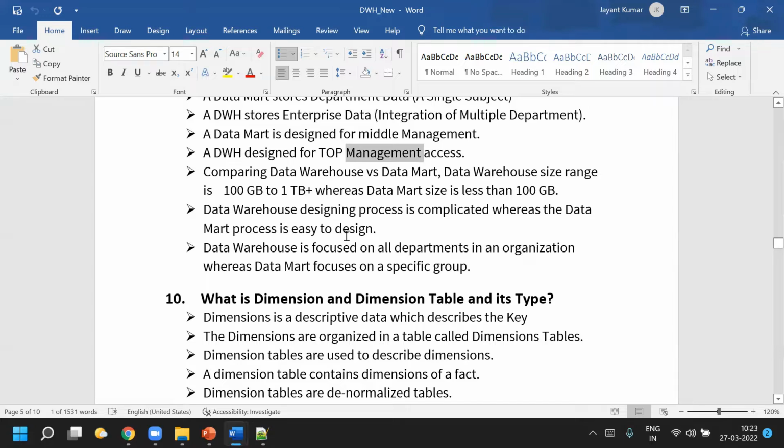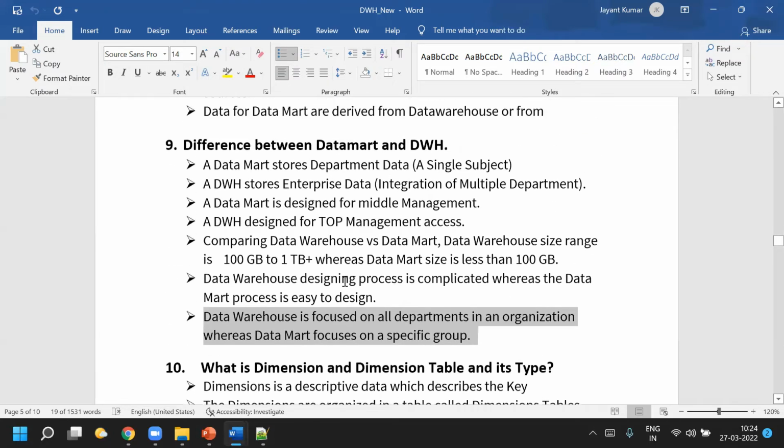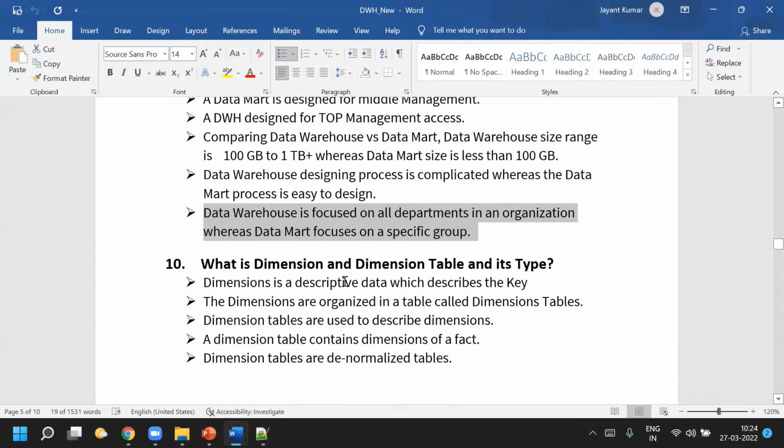Okay, so the data warehouse designing process is complicated, whereas the data mart process is easy to design. Definitely, because in the data warehouse the data will come from different departments, and the data mart will have a single subject. So it will have a simple architecture compared to the data warehouse. A data warehouse is focused on all departments in an organization, whereas a data mart focuses on a specific group. Okay, so this is the difference between data mart and data warehouse.